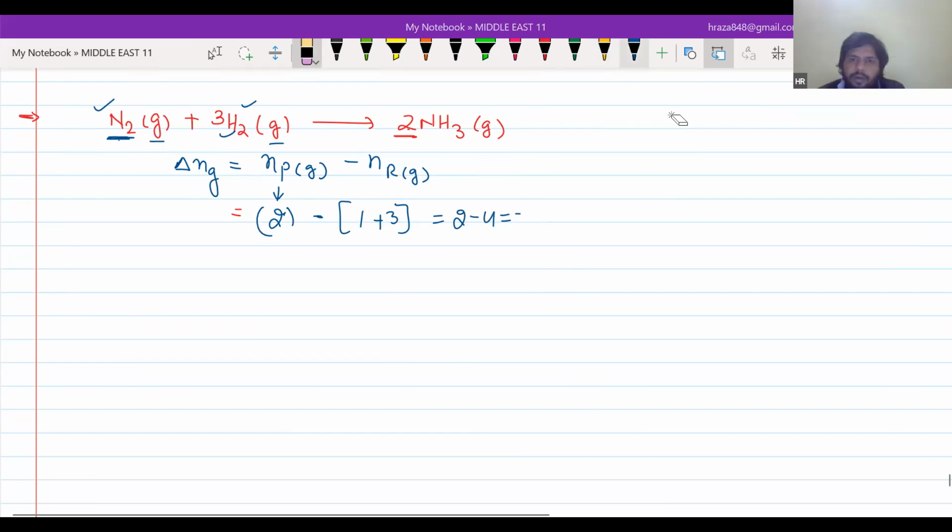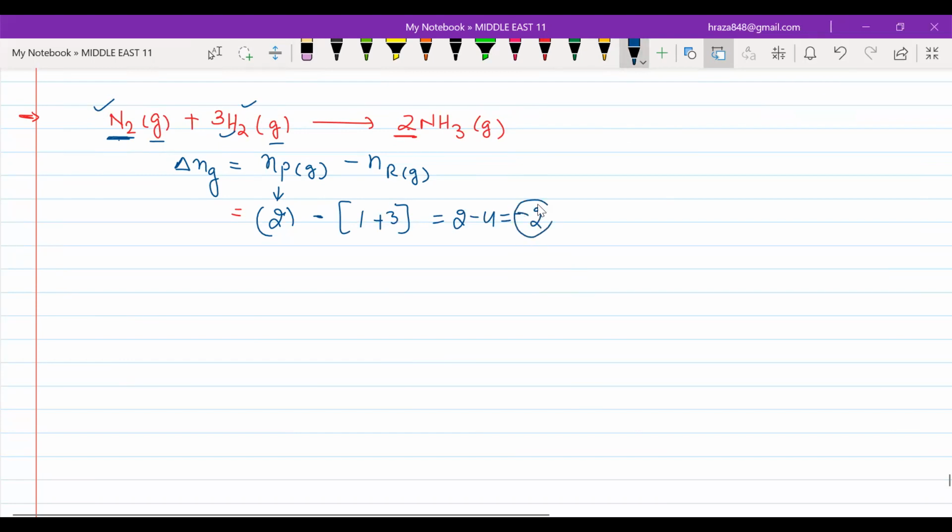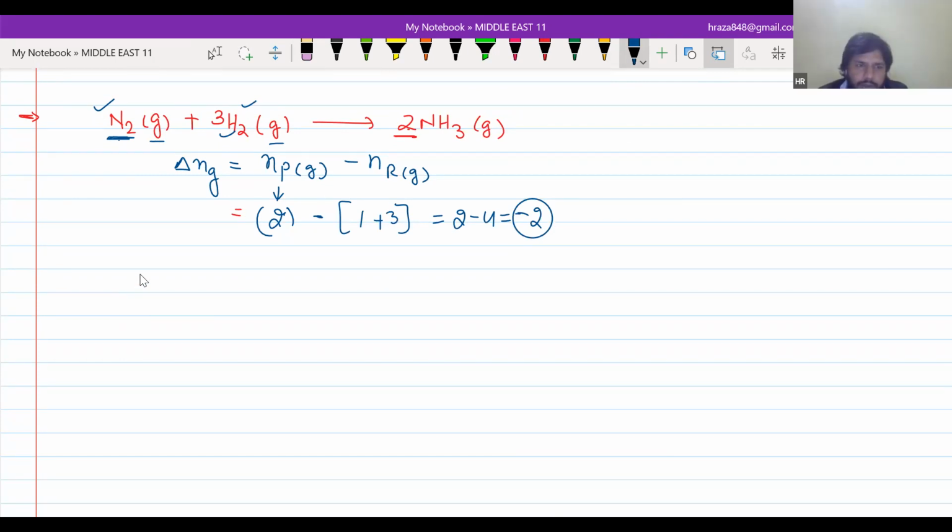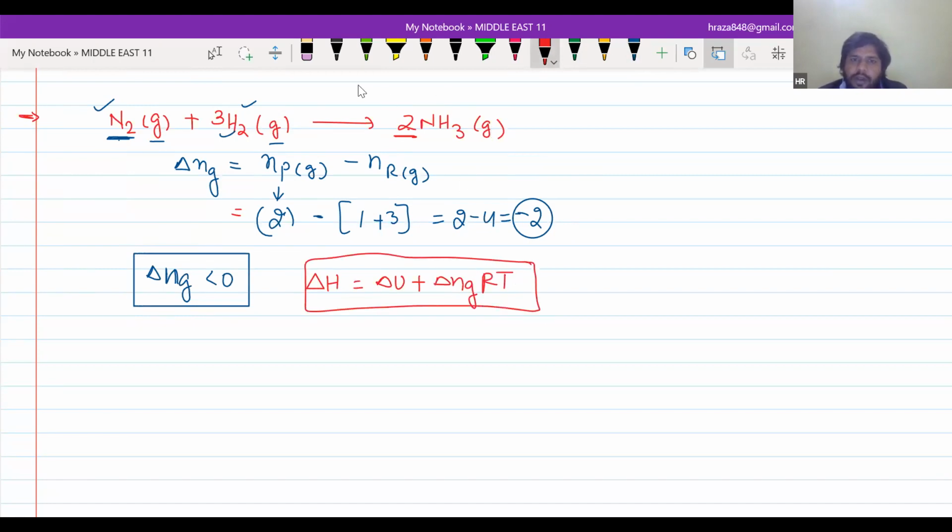That will be equal to minus 2. Here is a formula, delta H. Now you can see delta Ng is less than 0. And we can also write delta H is equal to delta U plus delta Ng RT. You already found that delta Ng equals minus 2. So delta H will be equal to delta U minus 2RT.